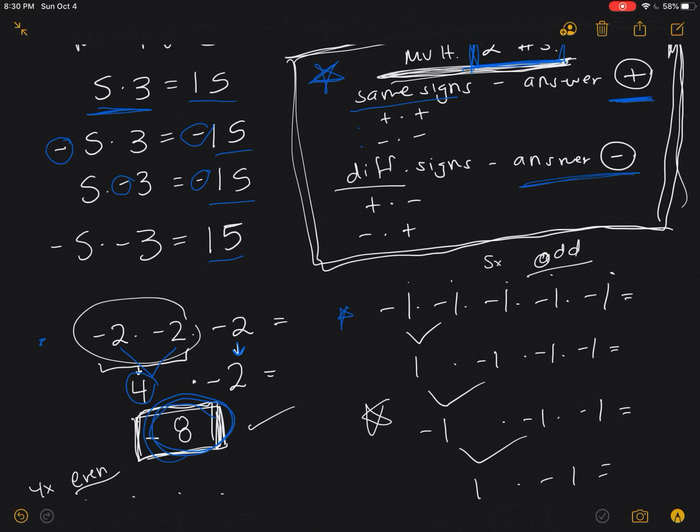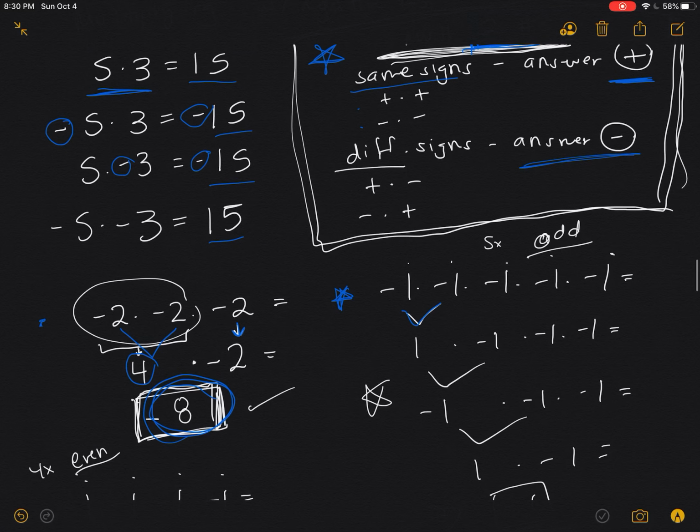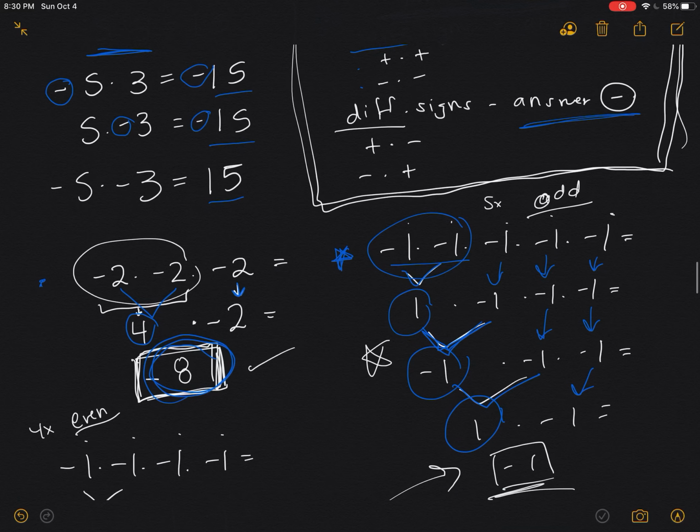I did it again over here with negative 1. I just did a bunch of negative 1, so we didn't have to do a lot of complex multiplication. But I do my first 2, and I get this 1. Then I carry down all the rest. Then I do my next pair, I get negative 1, and I carry down these 2. Next pair, get positive 1, carry down my last one, and that leaves me with negative 1.